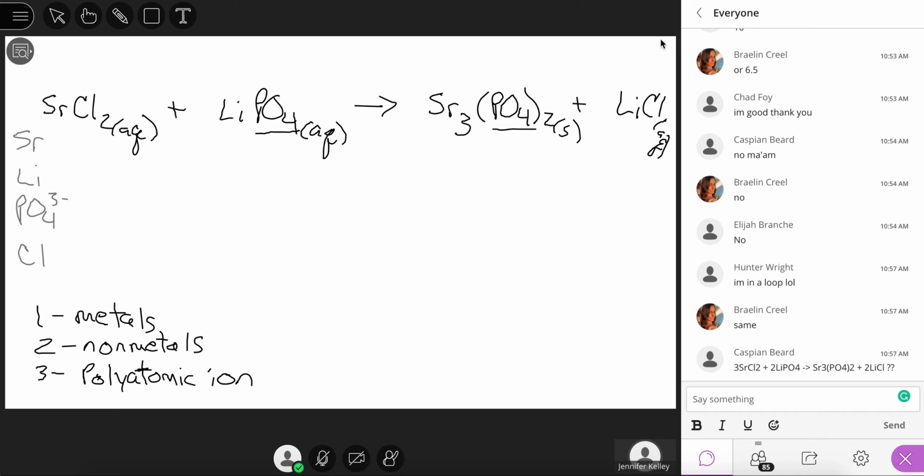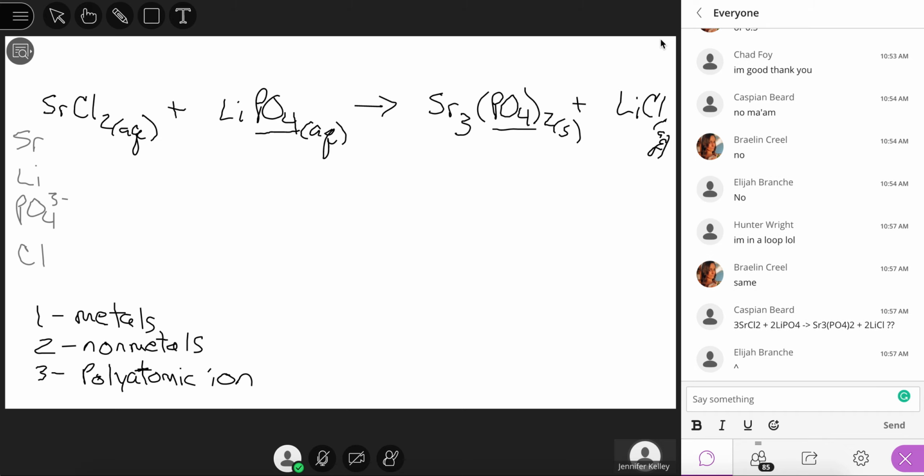Oh, Caspian's done. All right. So here's the answer. And this is the order that I balanced in. I put 3 here. That was the first one. And then the second one is lithium. So I balanced the metals in this one first. And then, in my own handwriting in my notes, I believe I put 6 here, I think. I think that's what I did. 3, 2, and 6.